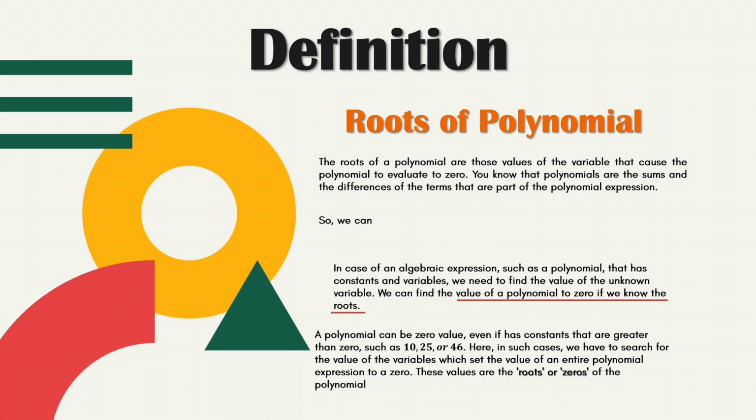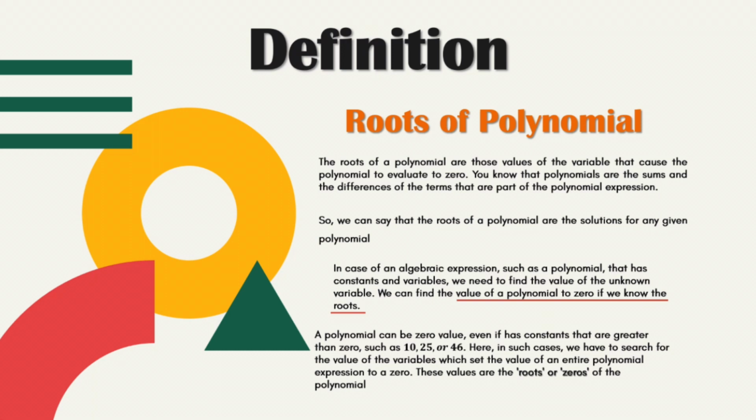You know that polynomials are the sums and the differences of the terms that are part of the polynomial expression. So, we can say that the roots of a polynomial are the solution for any given polynomial. In case of an algebraic expression, such as a polynomial that has constants and variables, we need to find the value of the unknown variable. We can find the value of a polynomial to be 0 if we know the roots.